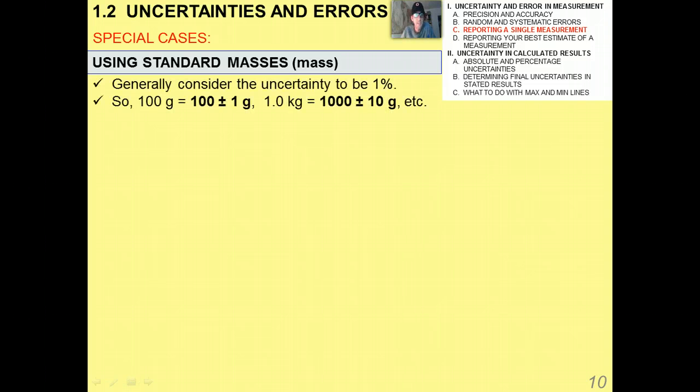So when we're using standard masses, for example, and standard masses would be the little 100-gram blocks and kilograms and whatever that we use in the lab, we generally consider the uncertainty to be 1% of that, okay? So, for example, if I have a 100-gram mass, the uncertainty would be plus or minus 1 gram. If I have a 1 kilogram mass, it would be plus or minus 10 grams, for example. Does that make sense? So you really want to make sure that you understand the concept of percentages and how to find percentages of quantities.